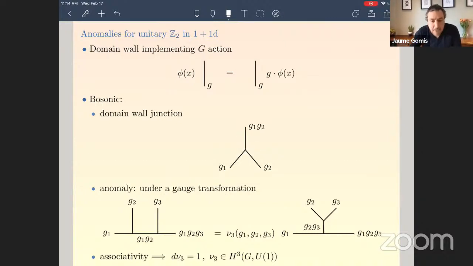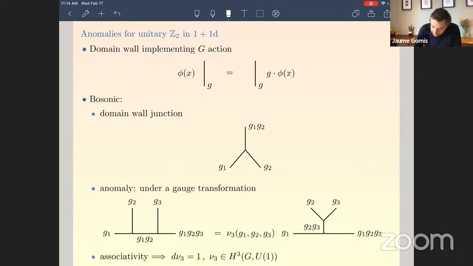Now, what is the statement about an anomaly in a bosonic system? As I said, we can represent a G bundle. So coupling your system to a background connection is the same as putting into your system a network of domain walls. And essentially, the statement of an anomaly is that when I perform a gauge transformation, I am reconnecting domain walls. You're familiar with this, like in the Ising model, where you have the topological line that implements the usual Z2 symmetry of the Ising model. And by making a gauge transformation, I can move around that line.